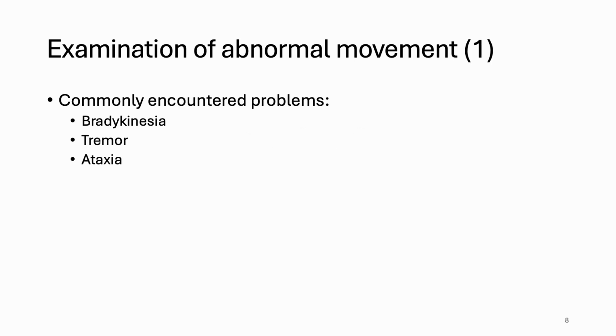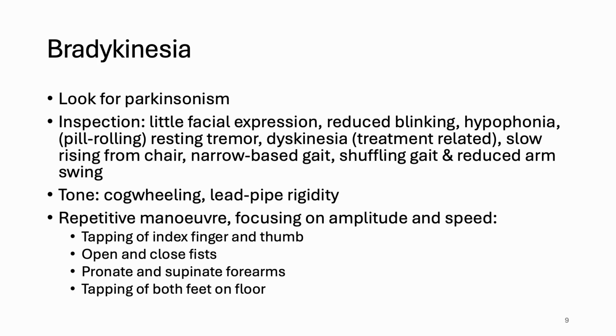So the second part of the examination of the central nervous system is the assessment of abnormal movement. Commonly encountered problems in this section are bradykinesia, tremor, or ataxia. The first problem commonly encountered is bradykinesia, which means slowness in movement. If patients have slowness in movement, you should look for Parkinsonism.